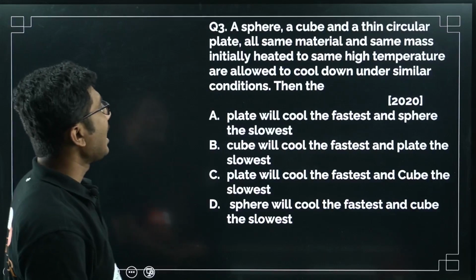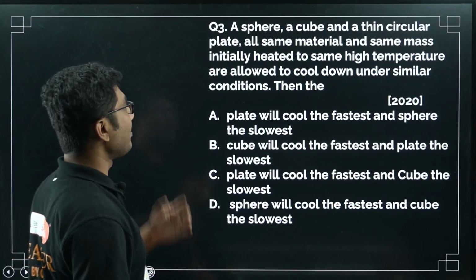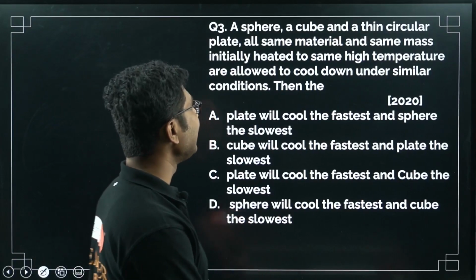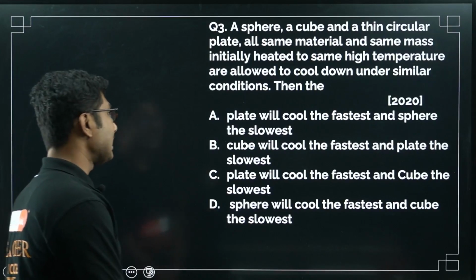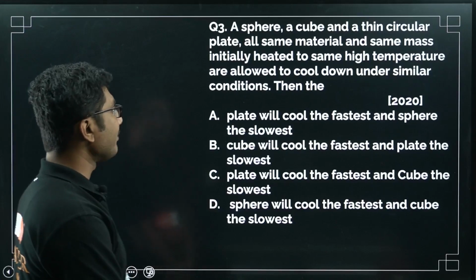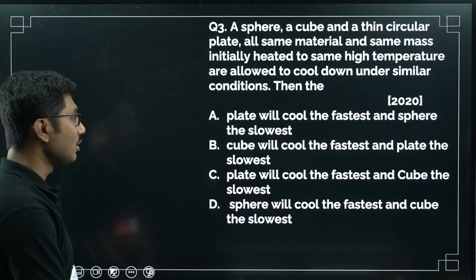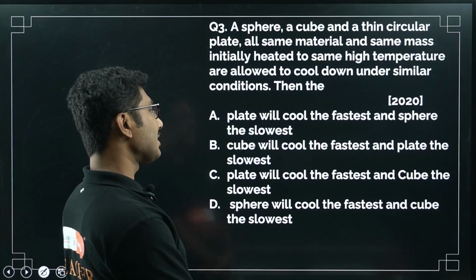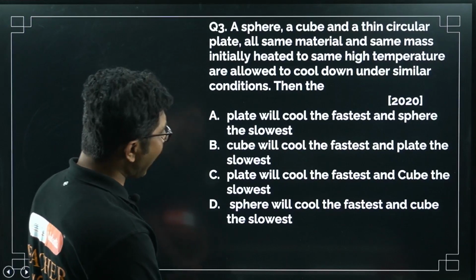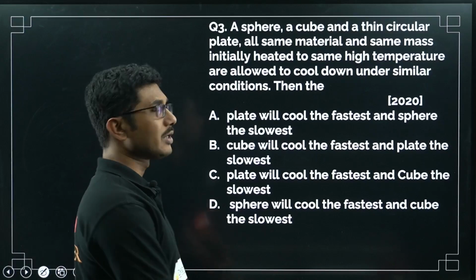Now next question. A sphere, a cube and a thin circular plate, all of the same material and same mass, initially heated to the same high temperature, are allowed to cool down under similar conditions. Then: plate will cool down fastest and sphere will be the slowest. Cube will cool down the fastest and plate will be the slowest. Plate will cool down the fastest and cube will be the slowest. Sphere will cool down the fastest and cube will be the slowest.